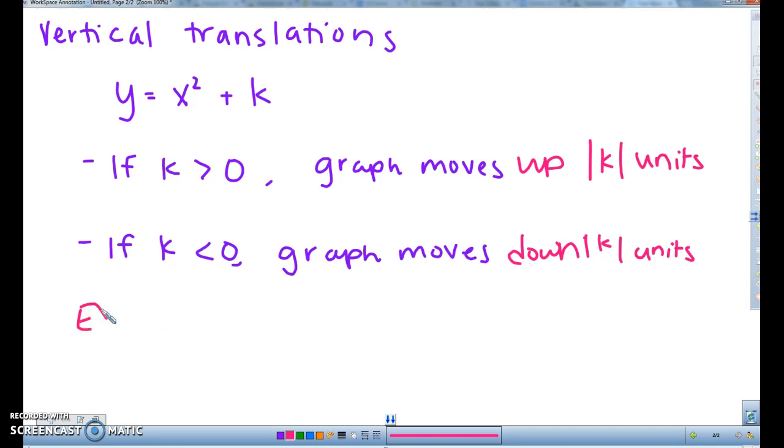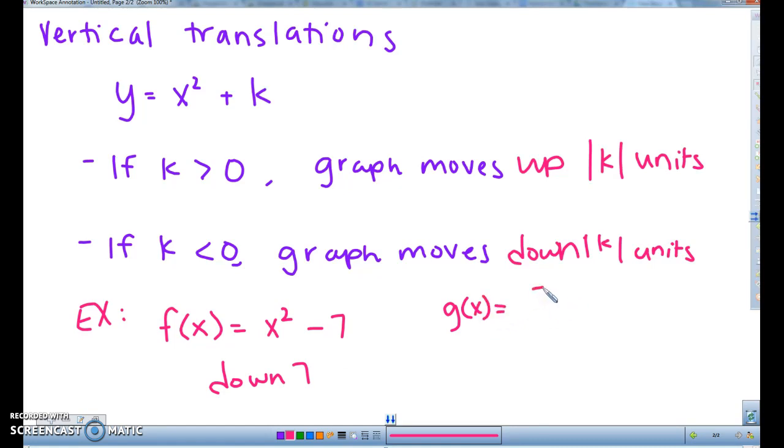So for example, if I had f of x, and remember f of x is just another way to write y. If I had f of x equals x squared minus 7, we would say that would move down 7. So try this one on your own. We'll say g of x is another f of x kind of thing, is 5 plus x squared. See if you can tell me what direction that moves and how many. Good, you should have gotten up 5 units.